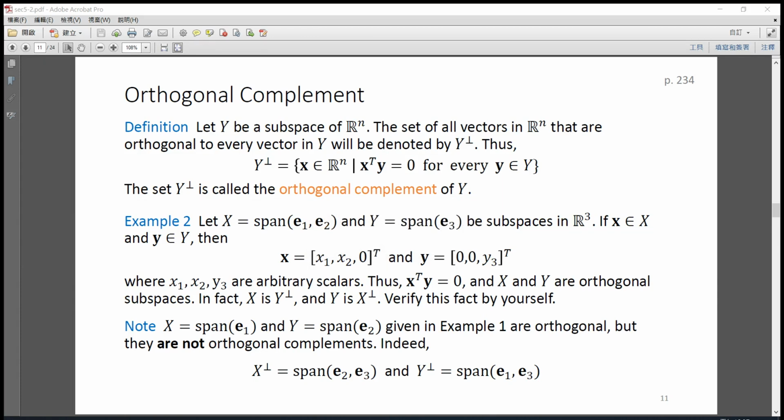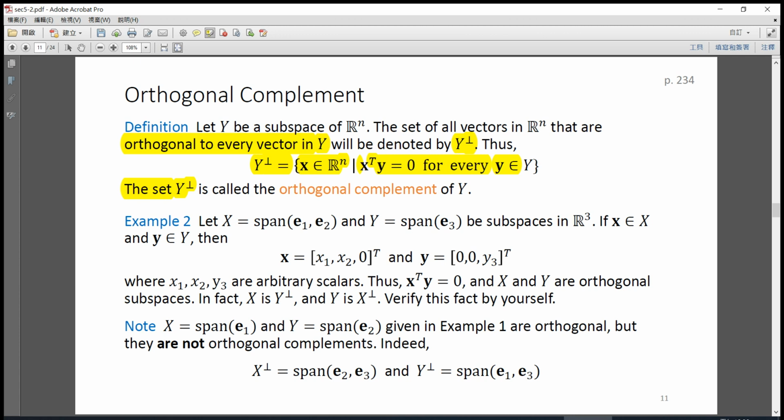Next, we give the definition of orthogonal complement. Let Y be a subspace of Rn, and the set of all vectors in Rn that are orthogonal to every vector in Y will be denoted by Y perp. That is, Y perp is the set of all vectors x in Rn such that x transpose y equals 0 for every y in the subspace Y, and the set Y perp is called the orthogonal complement of Y.